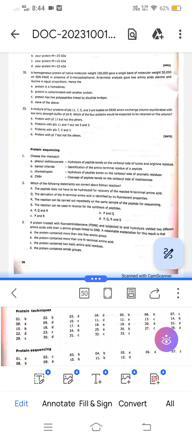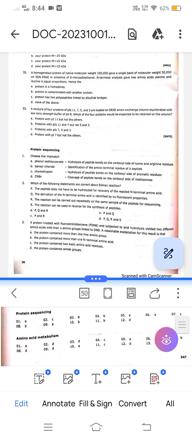Then protein sequencing, choose the mismatch. Phenyl isothiocyanate, disulfide, protein sequencing. Next section. 1A is a mismatch. All others are found to be correct. Dansyl chloride, identification of the amino terminal residue of a peptide. Chymotrypsin, hydrolysis of peptide bonds on the carboxyl side of aromatic residues. Then CNBr, cleavage of peptide bonds on the carboxy side of methionines.